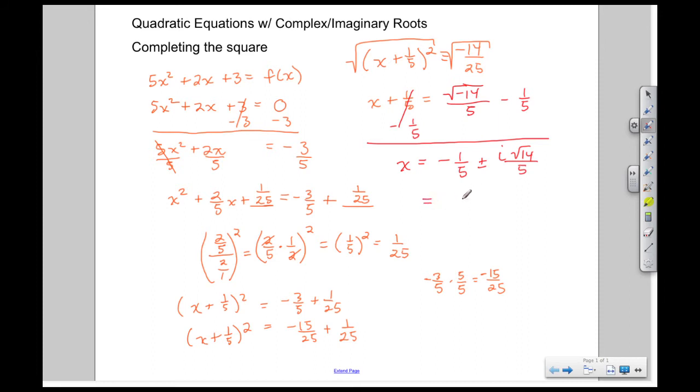And I see I can write this in a more compact way as -1 plus or minus i√14 all over 5. So this here is the complex or imaginary root for this quadratic equation. That sums it up for this video by Speller Tutorial Services.